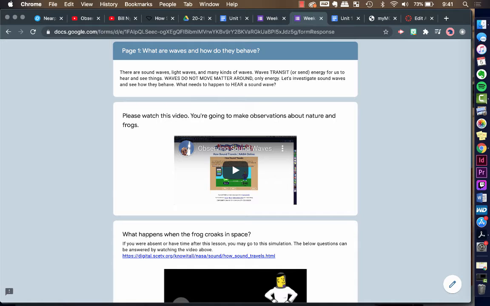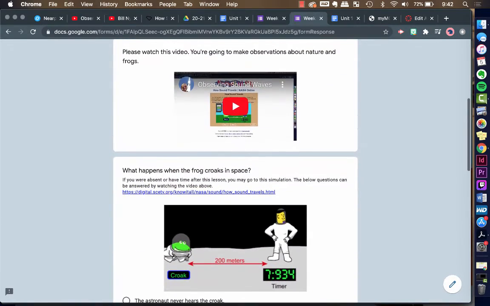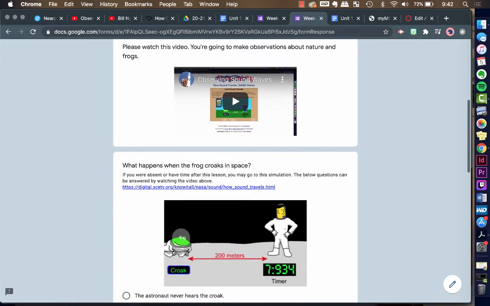What are waves and how do they behave? Remember, we're just starting with sound waves right now. In this video is a simulation showing what might happen if a frog croaks, like makes that ribbit sound, on the moon with no air, or on land with air, or underwater. You can answer all of the questions just from that video, but if you have time, you can go to the simulation and experiment, which is kind of fun.